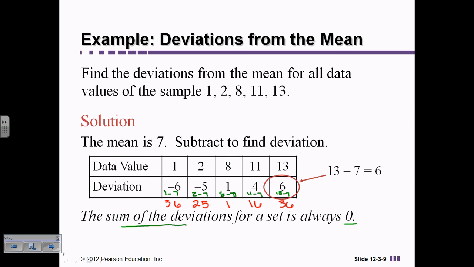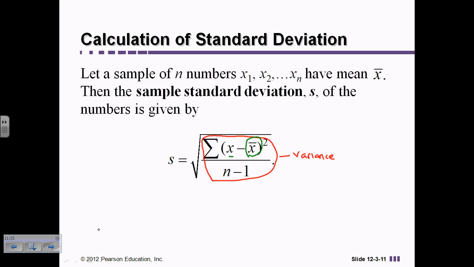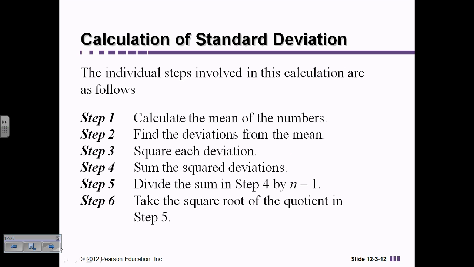And then we're going to take each of those numbers, we follow order of operations, and we're going to square those numbers. And then we're going to do the summation, meaning we're going to add them all up. And then we're going to divide by n minus 1, because again, we're talking about a sample standard deviation, not a population. So here's our steps, and then we're going to do an example.